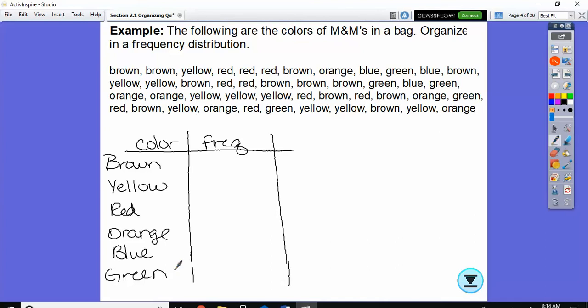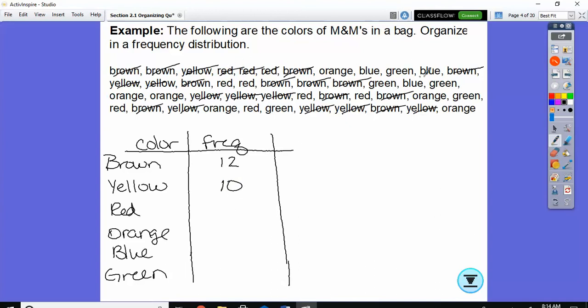So if we start counting browns, I'll have 1, 2, 3, 4, 5, 6, 7, 8, 9, 10, 11, 12 browns. And that's where if you wanted to make tally marks, you can. It's up to you. Yellows, we've got 1, 2, 3, 4, 5, 6, 7, 8, 9, 10 yellows.